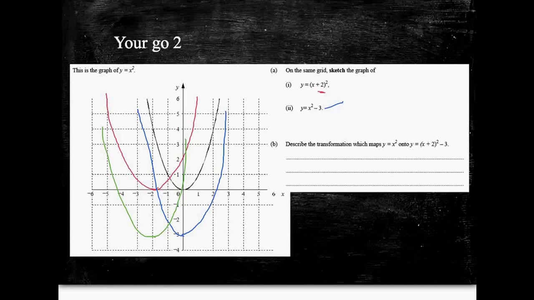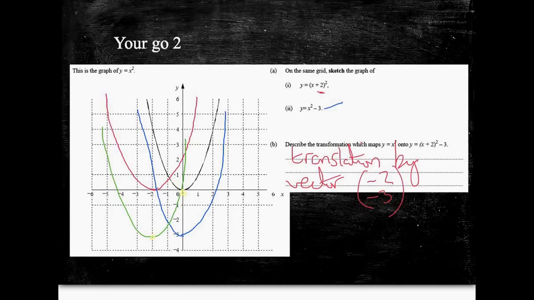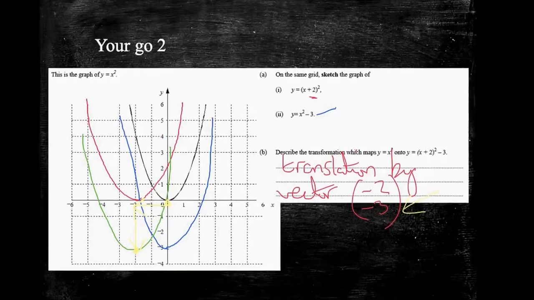We can simply say it has had a translation by the vector minus 2, minus 3. If we think about the point at the very bottom of the graph, this point down here is now here. It's moved 2 units along, 3 units down. And that's how we can describe it with a vector here.